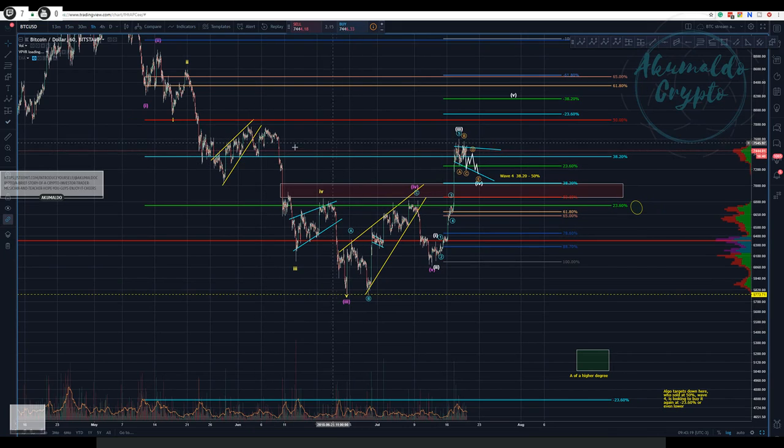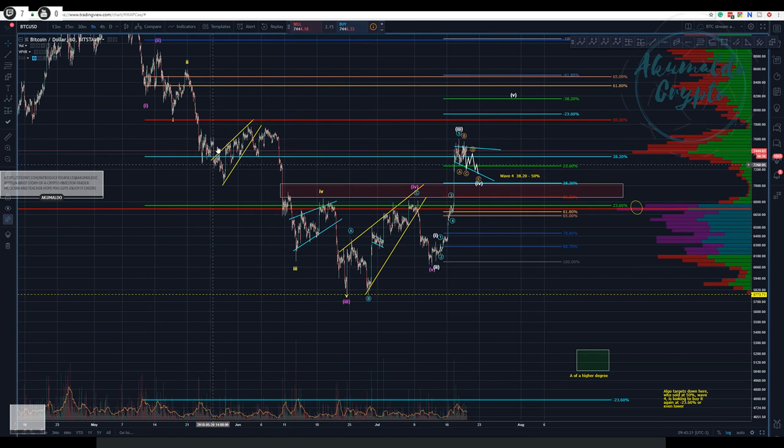Okay, so here we have a clear resistance, right? This was a previous wave 4 inside our wave 3. Here we have a 1, 2, 3, 4, and then a 5. We would have an extended 5 in this case. This price action here is really characteristic of a wave 4.